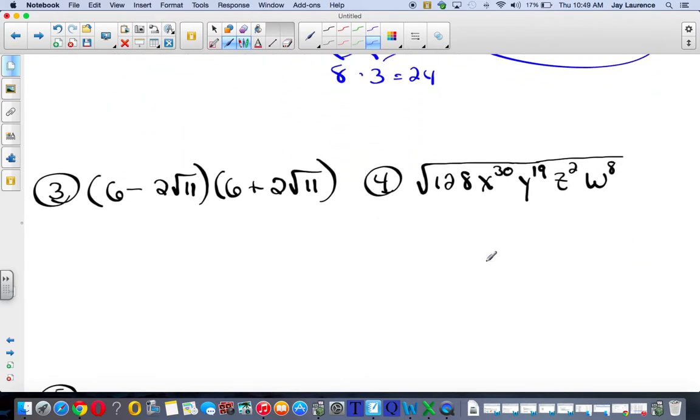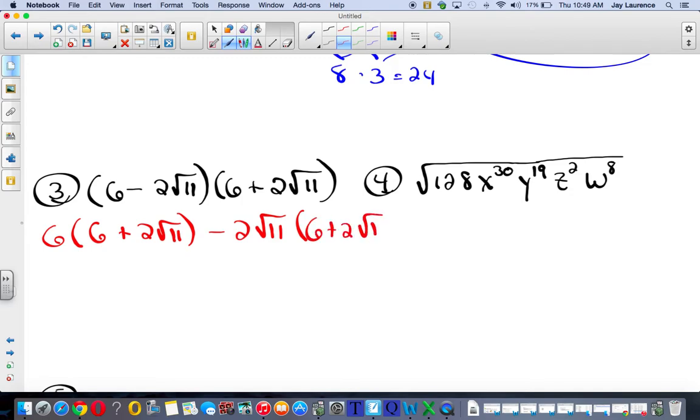All right, number 3 is also a double distribution problem, and I'll do it the more traditional way that Mr. Lawrence does it, and I will do 6 times the quantity of 6 plus 2 rad 11, and then a minus 2 rad 11 times the quantity of 6 plus 2 rad 11. I'll distribute in the first quantity, and I'll get a 36, positive 12 rad 11. Second quantity, I'm going to get a negative 12 rad 11.